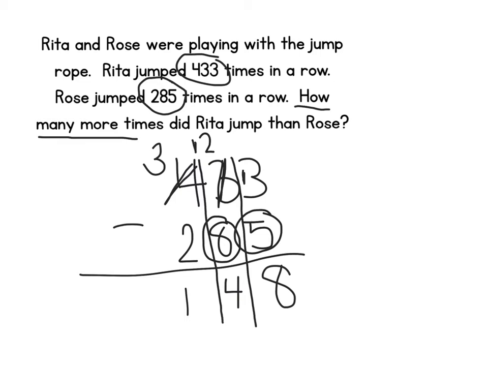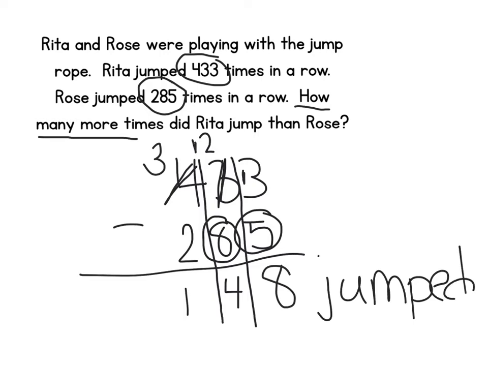So how many more times did Rita jump than Rose? So it was 148 more times she jumped. So I'm going to label it jumped. So let's see, there we go, that's what I want. So she jumped 148 more times.